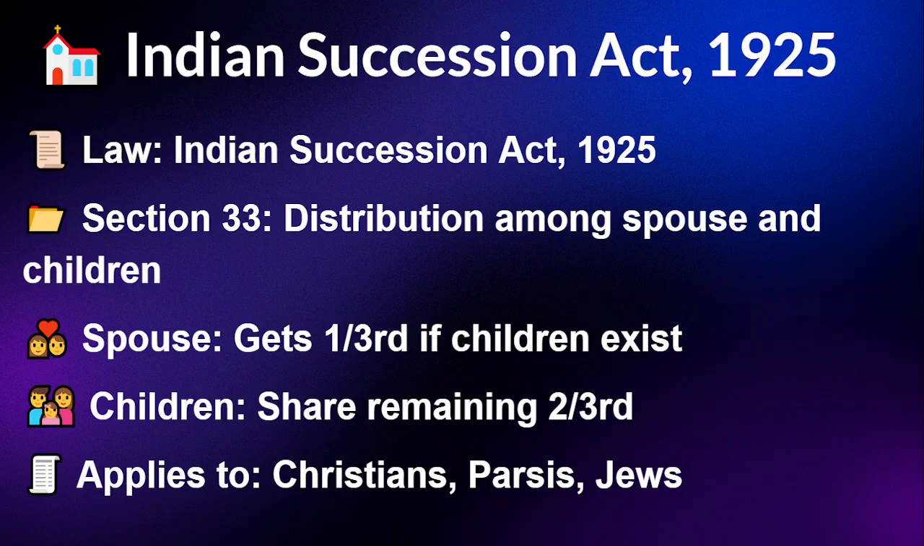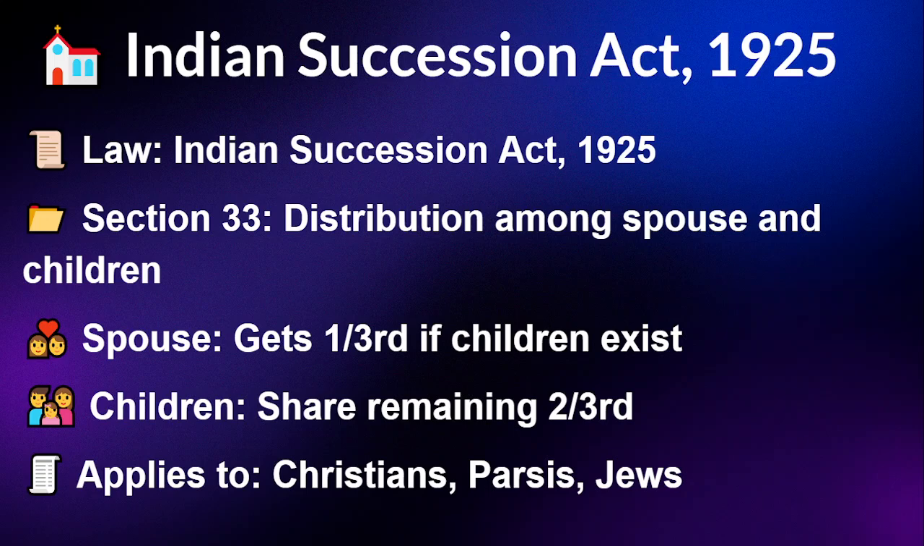For example, if a Christian woman dies leaving behind a husband and 2 kids, the husband gets 1/3, and each child gets 1/3. This law ensures equitable distribution but may not suit every family's needs. That's why a will is essential. It reflects personal wishes. Parsis have slightly different rules under the same act. The law also applies to Jews unless they opt for community-specific rules. Property includes bank accounts, land, jewelry, and investments. If there's no spouse or children, siblings and parents inherit. The act provides clarity and avoids ambiguity.